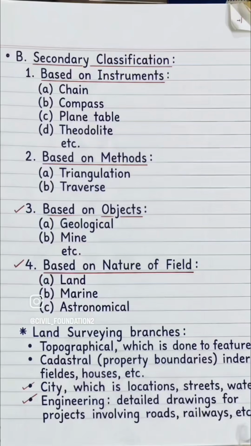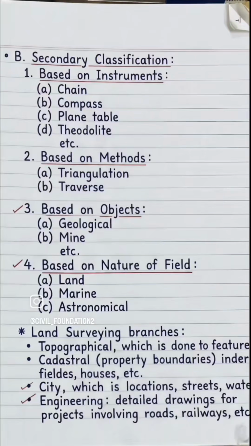There is also cadastral survey. Cadastral surveys are carried out to demarcate the boundary lines of any property. Then there's city survey, which identifies where different areas are located within a city, where streets or water bodies are. Additionally, there's engineering survey, which depicts various engineering details like roads, railways, and all such projects.